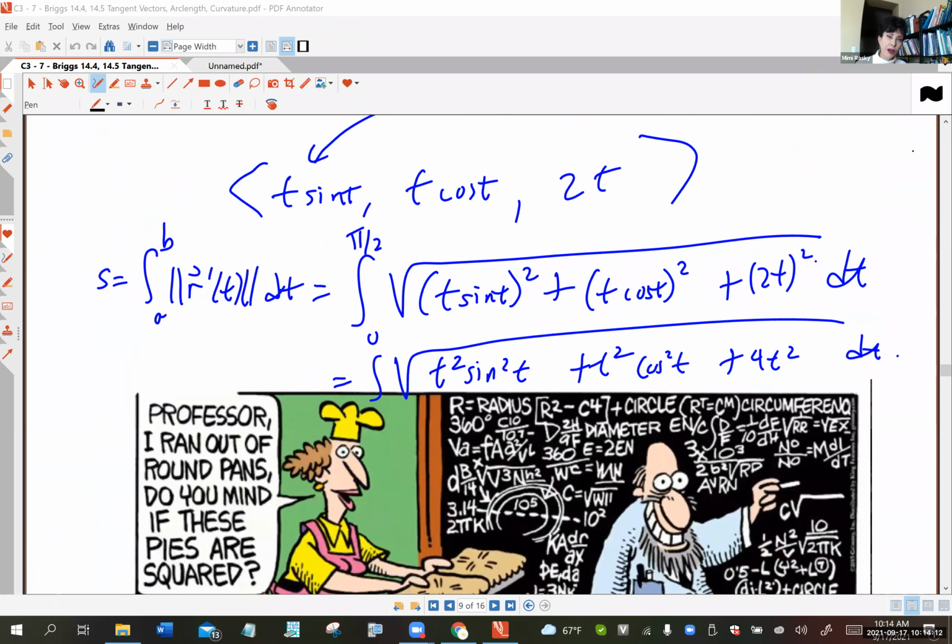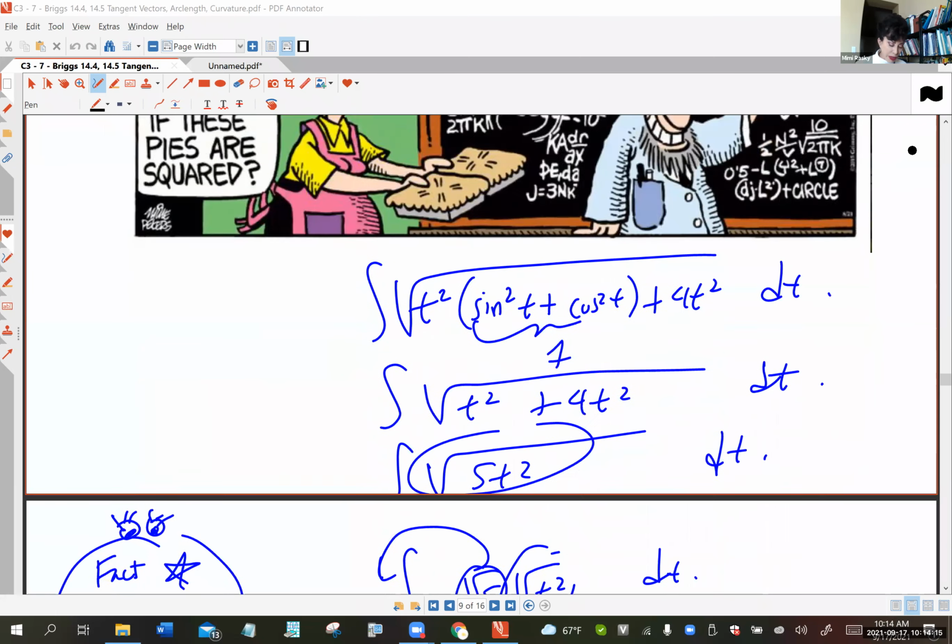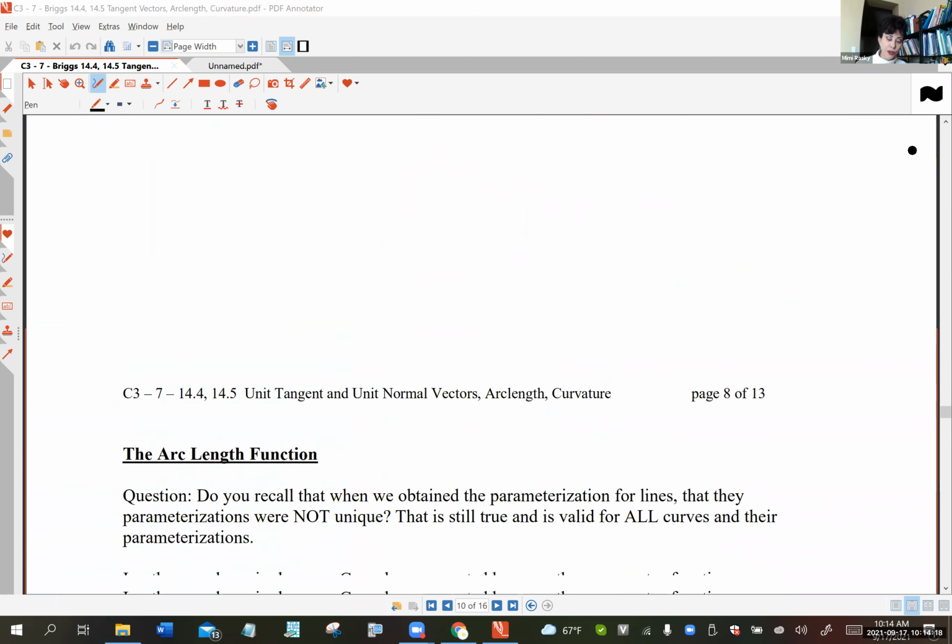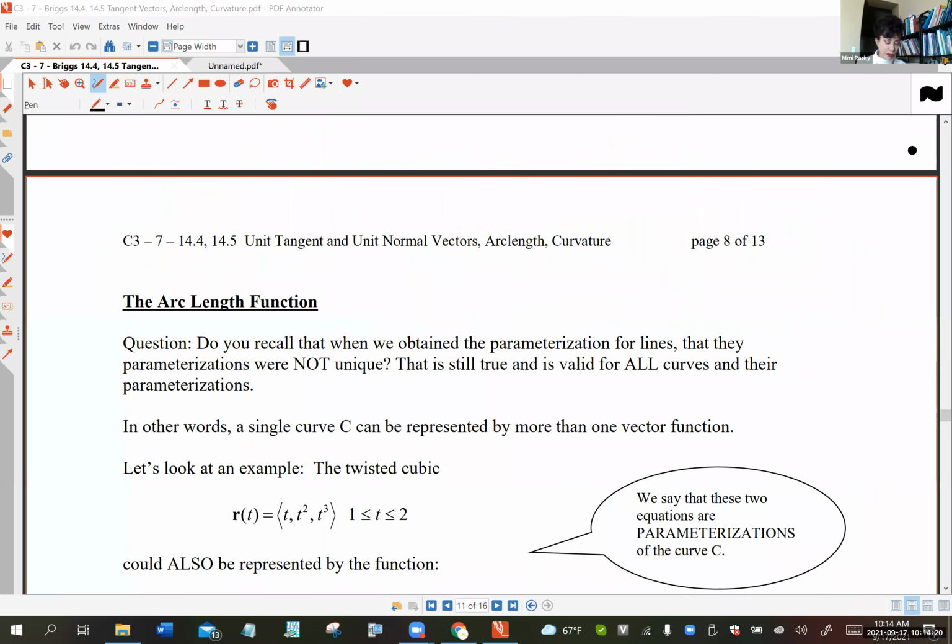So let me set up the arc length function. Remember, we talked about when we did parametric equations for a line that the parameterizations are not unique. You can come up with a different parameterization that's just as legit. It could use a different parameter and what have you. So other parameterizations are still true and they're valid.